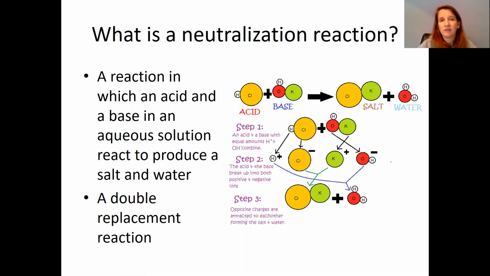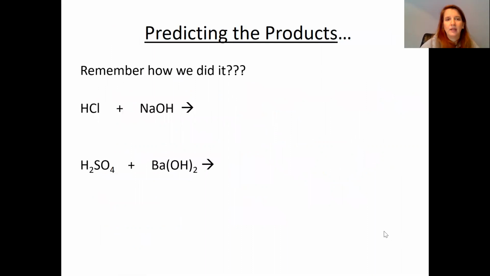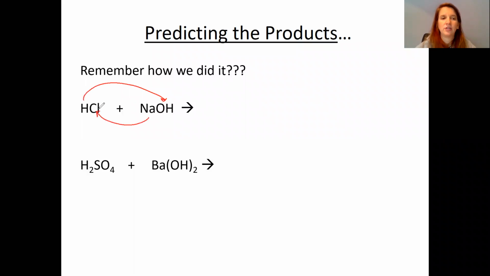Okay, because this is a form of a double replacement reaction, because you have two ionic compounds mixing, swapping ions and producing two compounds at the end. Okay, so when we predict the products, we want to remember that the outside ions go together and the inside ions go together. So the H plus and the OH minus is always going to make water. So it's always going to end up being H2O.